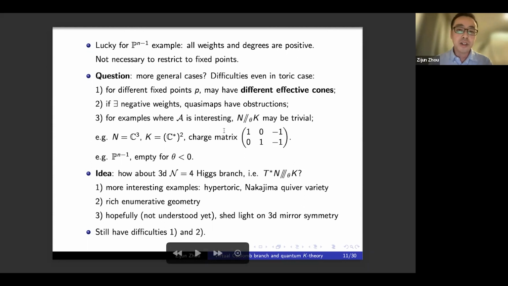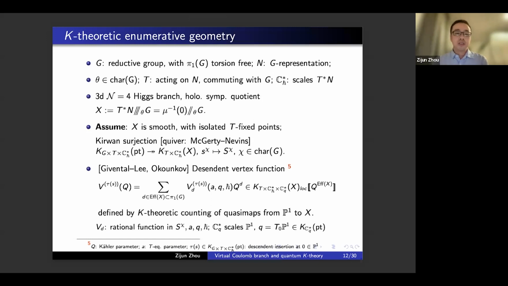Yeah, so this is why we want to consider this hyperkähler quotient. Now let me briefly introduce the enumerative geometry of these 3D N=4 Higgs branches.